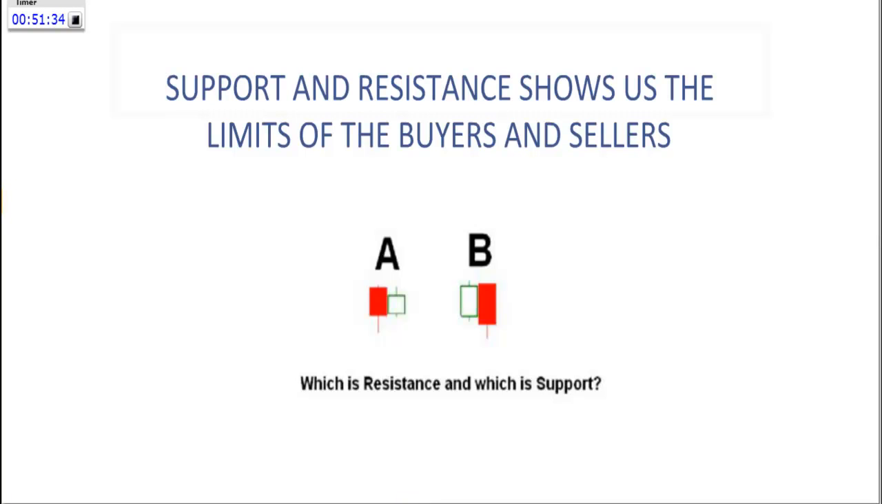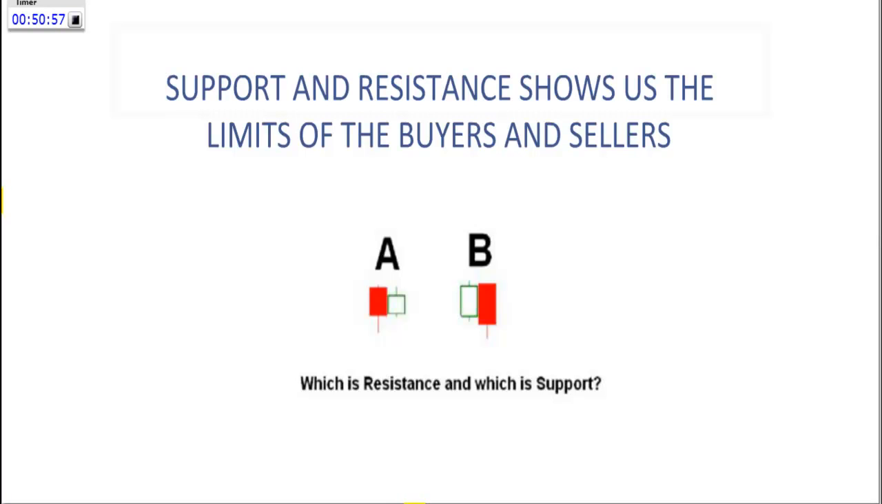The support and resistance is showing us the limits of the buyers and the sellers. So I have a 2-bar combination here, combination A and combination B. Which one is resistance and which one is support? I'll let you think about that for just a few seconds, but I think if you think about it for just a moment, you'll realize that A is showing us support and B is showing us resistance.